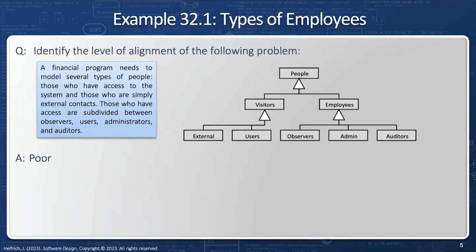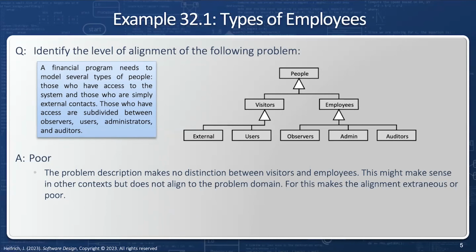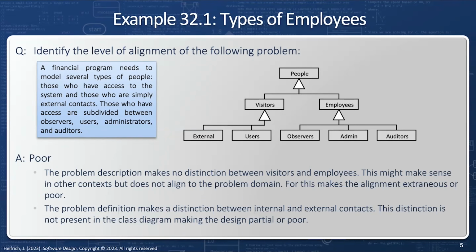Now this is poor alignment because we have aspects of the problem domain which are not modeled in my class diagram, as well as we have access elements in our class diagram which are not part of our problem domain. And because the two do not align carefully, we have poor alignment.